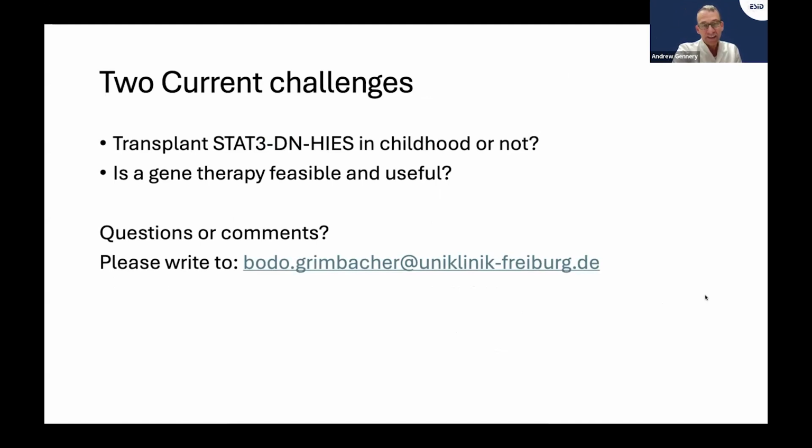One is whether we should rather transplant patients in childhood, because some of them really do badly in adulthood. And whether gene therapy is feasible and useful for these patients, thinking of these mutations not only being in hematopoietic cells, but also in the soft tissue. And I would like to remind you that this is a multi-system phenotype, also involving joints and bones. You may not be able to correct this with transplant or gene therapy. Thank you for listening.